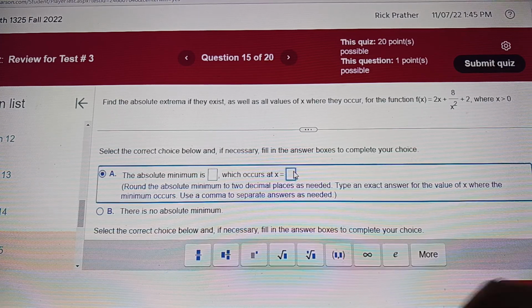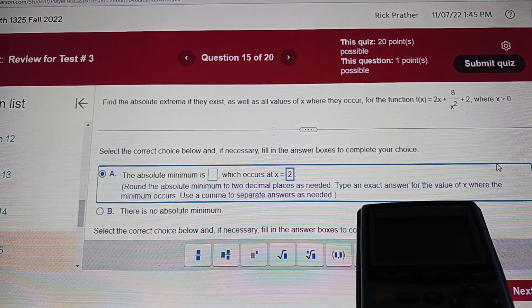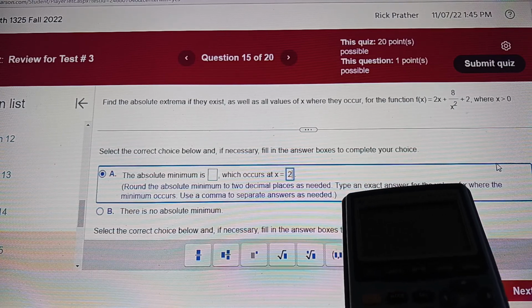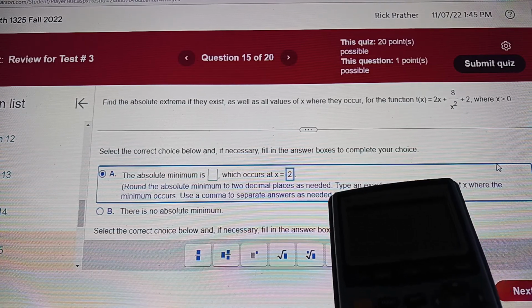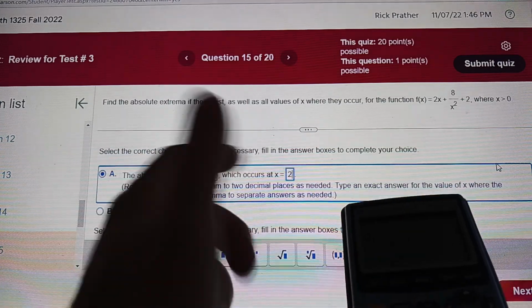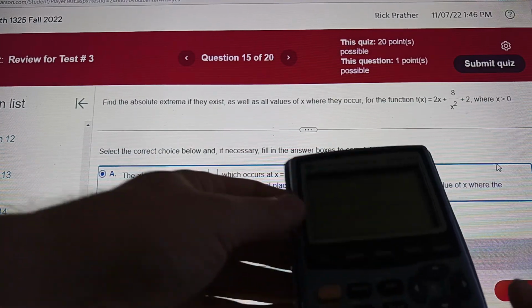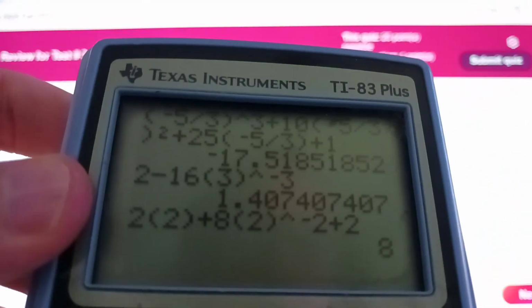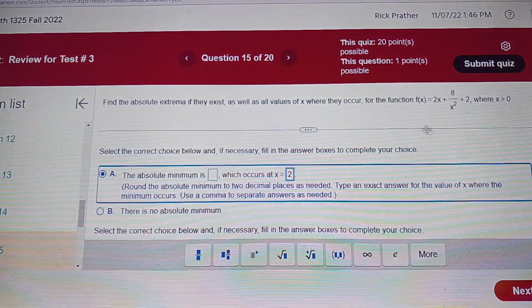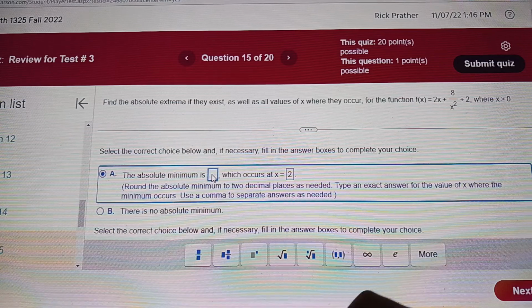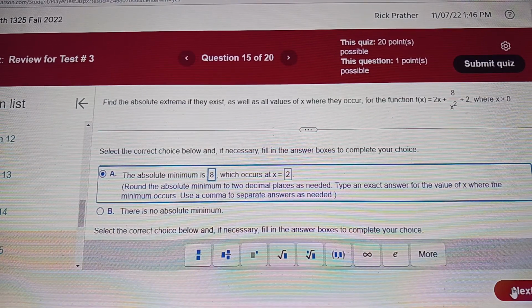So at x equals 2, and then we just have to plug 2 into the original function. 2 times 2 plus 8 times 2 to the negative 2 power, or you could do 8 divided by 2 squared if you want, plus 2. The value turned out to be 8 exactly. The absolute minimum is 8. So this would never drop below 8 in any of the positive portion of the graph.